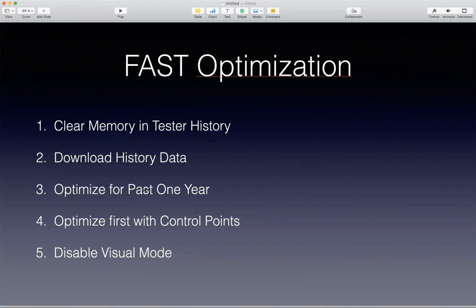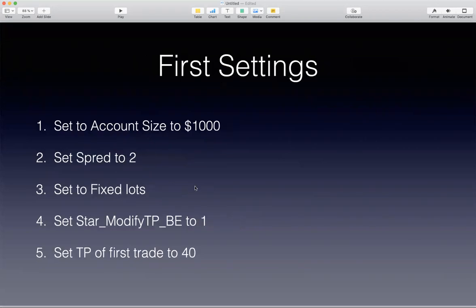We want to optimize for the past 1 year, and we want to optimize first with control points, not with every tick. It will be faster to get a good list of the best performers, and then we can go into the details. And also we have to disable the visual mode because obviously it will slow it down.